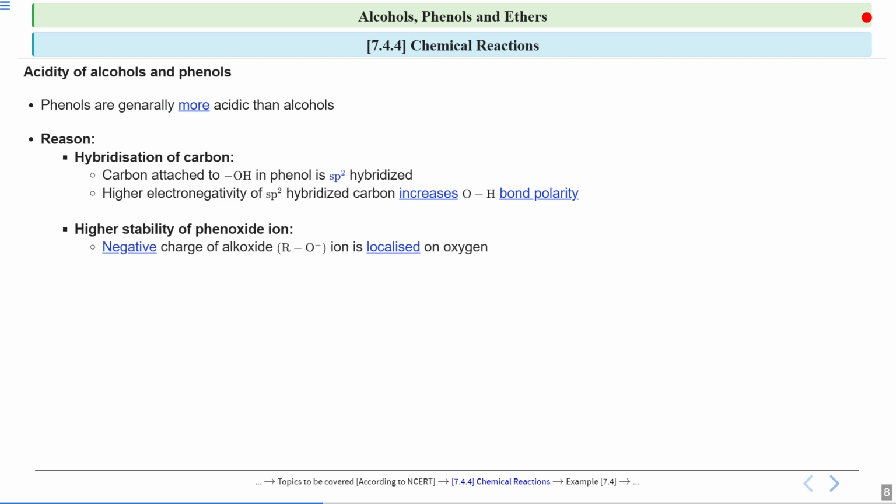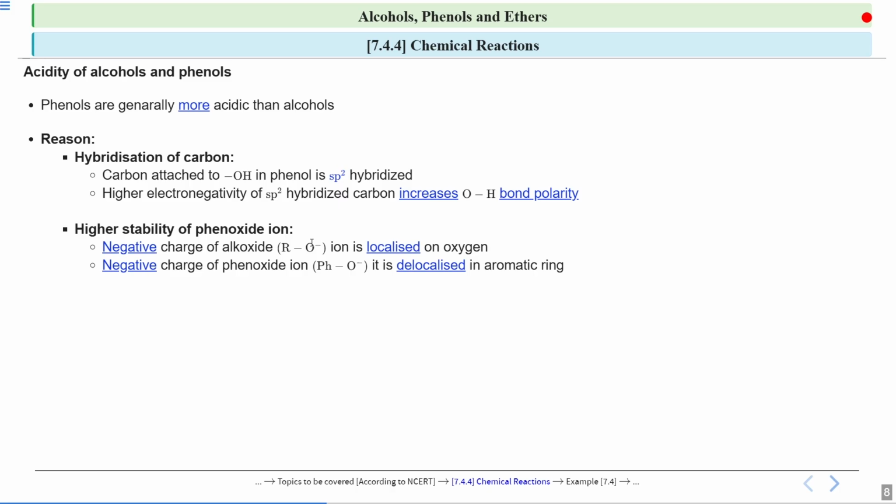Now, higher stability of phenoxide ion. The negative charge on the alkoxide ion is localized on oxygen. If I talk about alkoxide ions, in case of alcohols, this negative charge on oxygen is localized because there are no resonating structures, or there is no resonance happening in case of alcohols. So the negative charge on this alkoxide ion is localized.